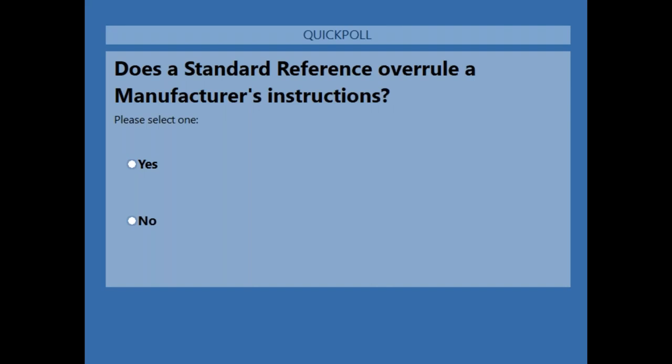Now, does a standard reference overrule manufacturer's instructions? If there is a conflict between the manufacturer's instructions and the standard, what do you follow?